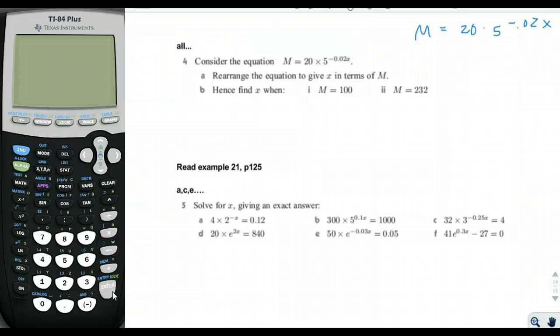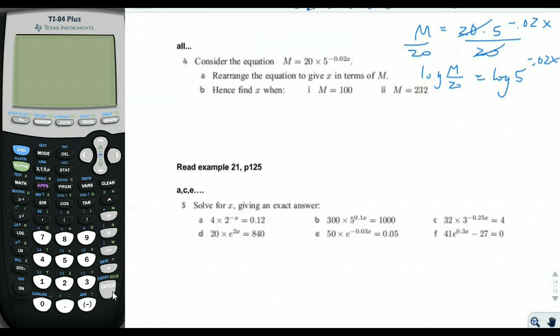For number 4, the first thing that we want to do is we want to start isolating the x. We don't want to take a log yet because we got this 20 multiplied out front. So we're going to divide both sides by 20. And then now we're going to take the log. Log of m over 20 is equal to log of 5 to the negative 0.02x.